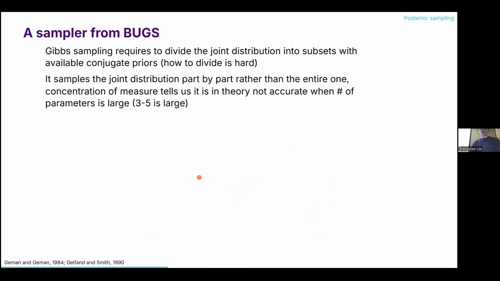Yeah, I will continue. But there are problems for Gibbs sampling. First of all, it requires you to divide your joint distribution into subsets such that you will have conjugate priors, right? Why do we do this? Because imagine you have a conjugate prior for your whole joint distribution, then you don't need to sample anymore. You have an analytical solution. So in reality, you don't. So you need some mathematical skills to divide your equation into several subsets, which is already hard.